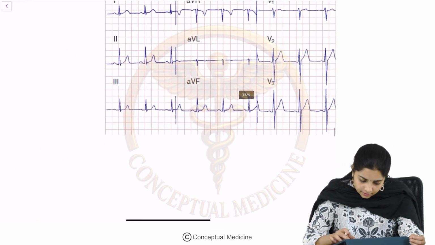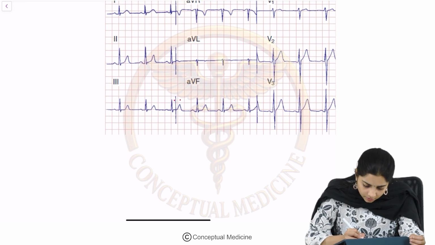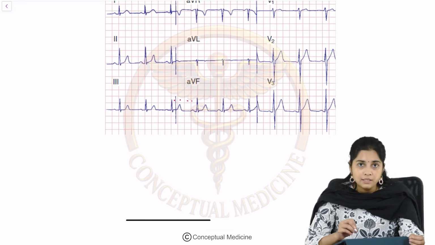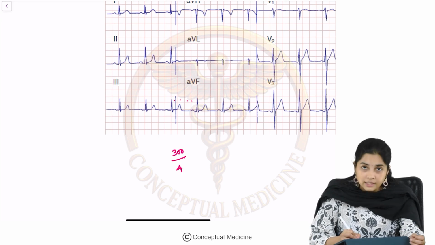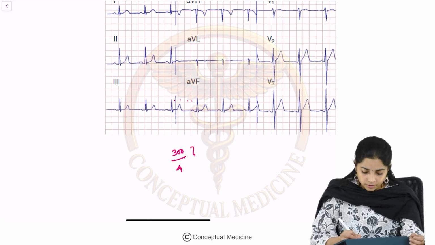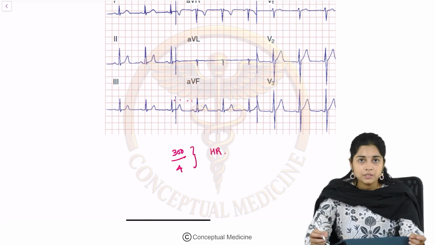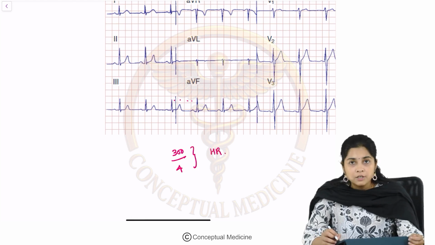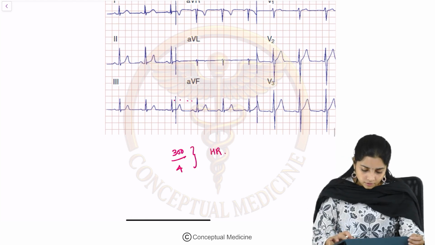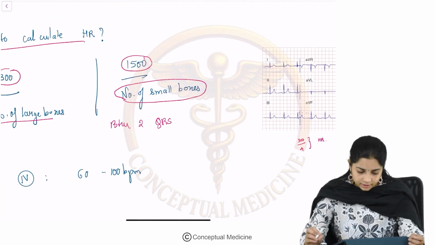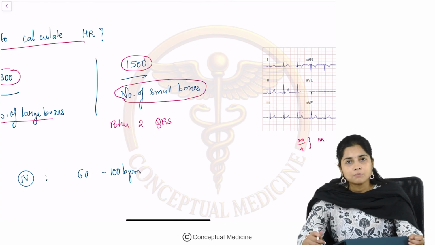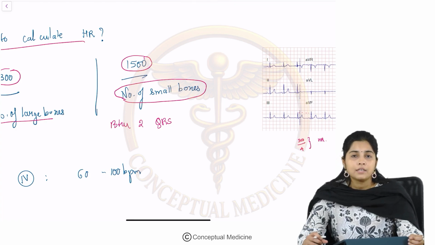If you look at this ECG, how many large boxes are there? It is 4. So it is 300 divided by 4, which gives you the heart rate. Or in terms of small boxes, you will tell it as 1500 divided by the number of small boxes.